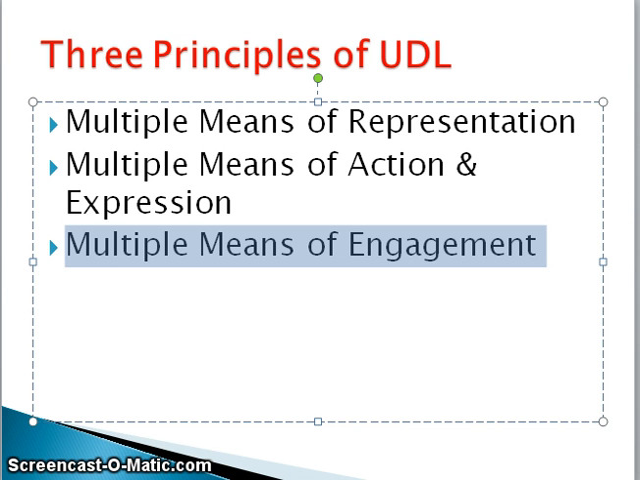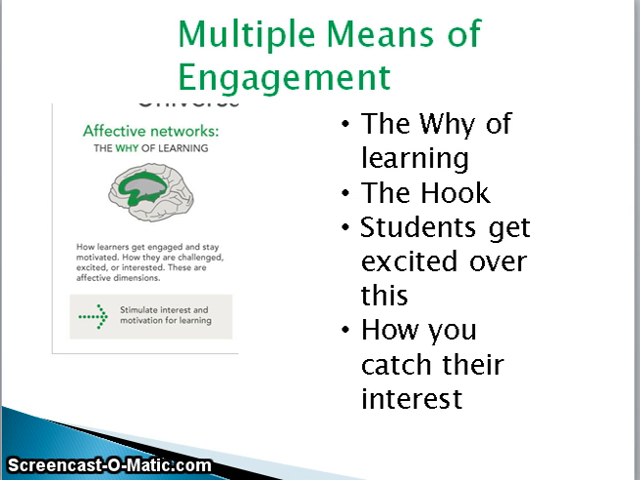own classroom. So the first principle that I'm going to talk about is multiple means of engagement. And this is associated with the affective network of the brain. And basically what this means is it's the why of learning. It's how we hook the students, is what they talked about in the UDL Chapter 4 book. It's how we engage them. It's how we catch their interest. It's how and why students get excited about learning. So that is the affective network and the multiple means of engagement, and I use this in my classroom.